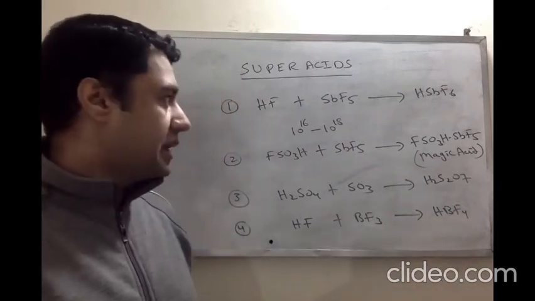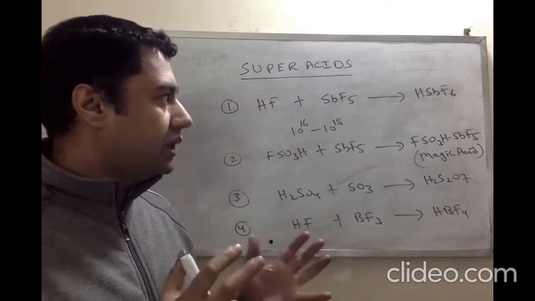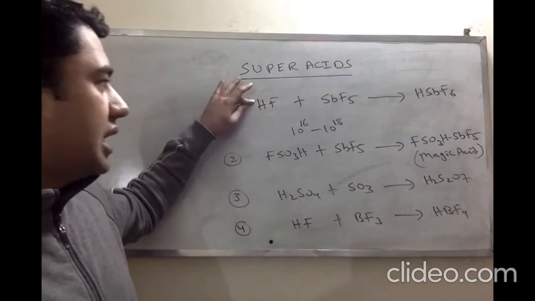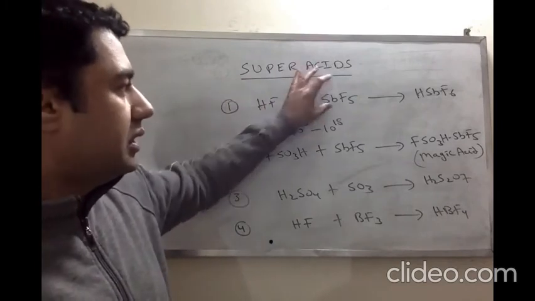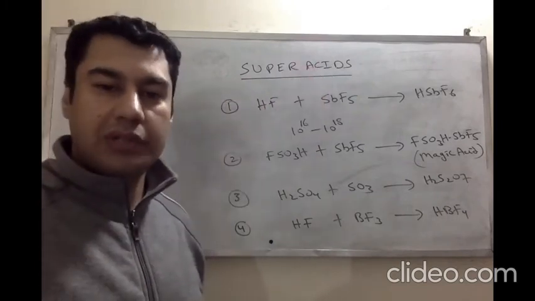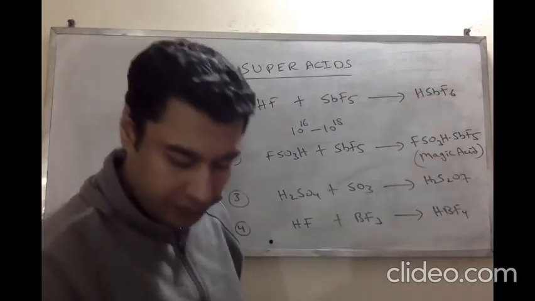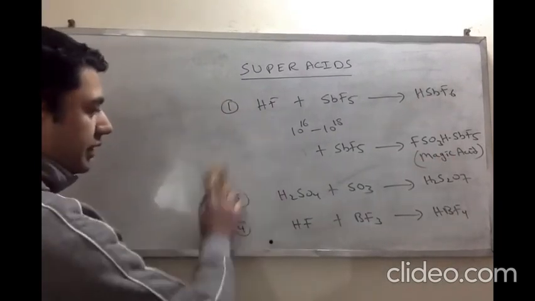So these are certain examples which should have pointed out to you the general principle behind creating superacids. So you need to start with a strong acid and add to it a suitable strong Lewis acid, and this combination results in the formation of superacids. Now it is time to head to applications.